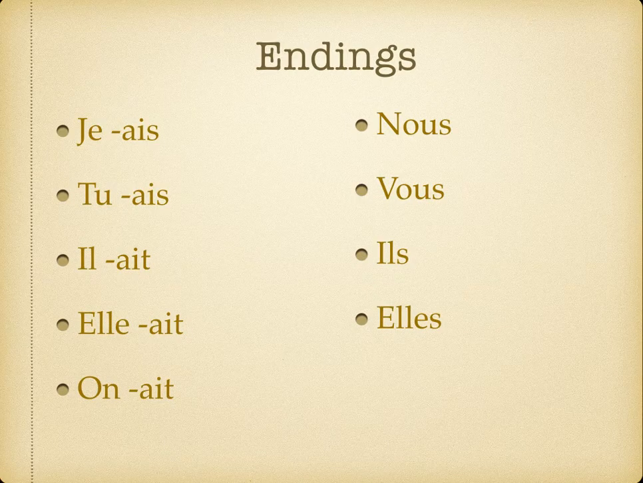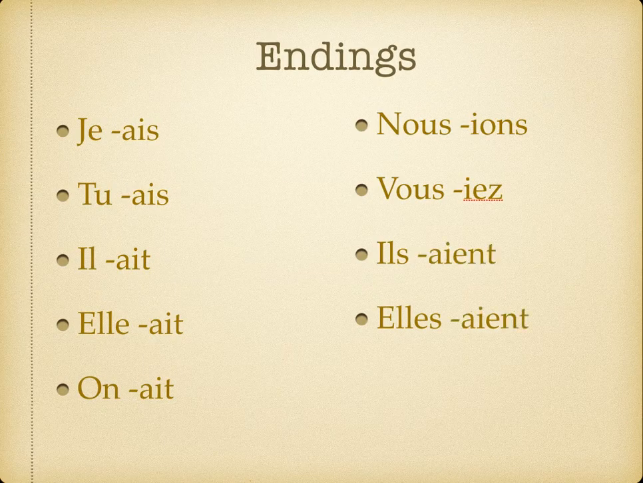Nous and vous are extremely similar to the present tense. We're going to add IONS and IEZ. Ils and elles are fairly similar, but we have to add an extra letter in front, AIENT. Yes, that means that there are always 3 vowels in a row. Yes, that means that there are sometimes 4 or possibly even 5 vowels in a row. It's okay. Don't freak out about it, I promise.